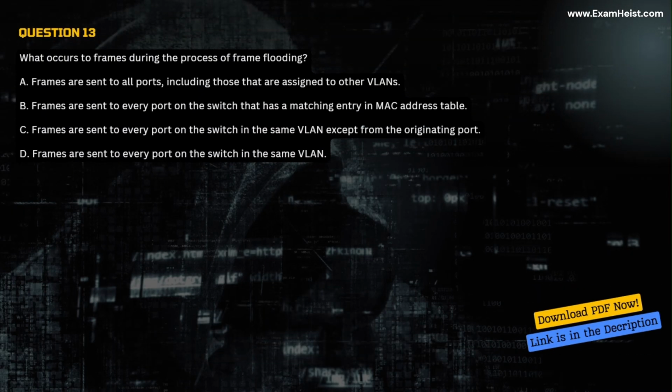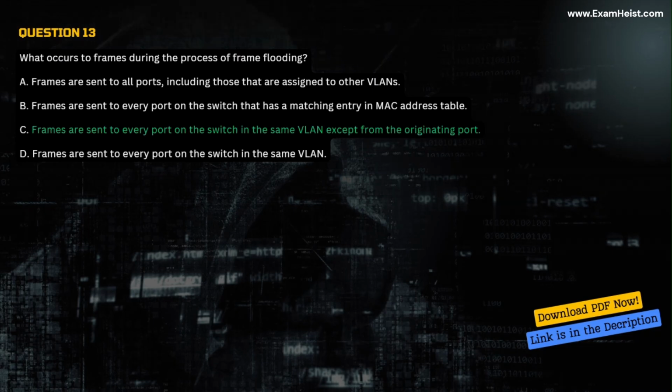Question 13. What occurs to frames during the process of frame flooding? A. Frames are sent to all ports, including those that are assigned to other VLANs. B. Frames are sent to every port on the switch that has a matching entry in the MAC address table. C. Frames are sent to every port on the switch in the same VLAN except from the originating port. D. Frames are sent to every port on the switch in the same VLAN.